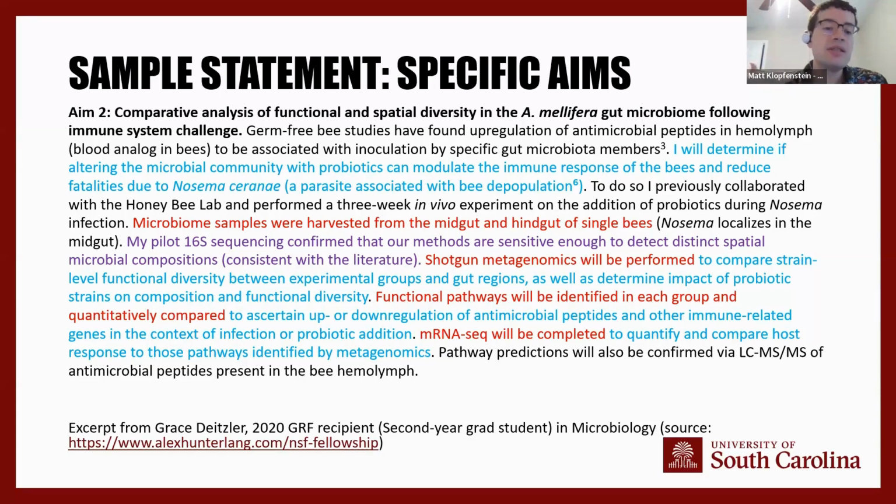But note that it's not just a list of these particular tasks, but that the writer also includes an explanation of what the purpose of that is. The second parts of those sentences that start in red, which I have highlighted in light blue here. So shotgun metagenomics will be performed to compare strain-level functional diversity between experimental groups and gut regions and determine the impact of probiotic strains on composition and functional diversity. So there's that language that explains why you're doing this here. And the same thing with the other parts of this as well.